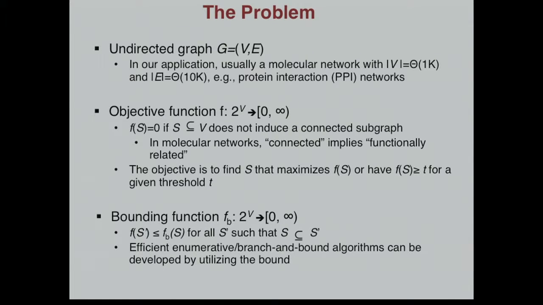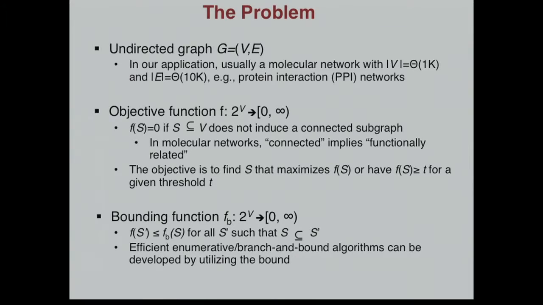So I will start with the problem description. We have a graph, a network, which is usually a biological network, at least that is our inspiration. So we are talking about a network with thousands of nodes and tens of thousands of edges. And we have an objective function to maximize. You can also minimize it, but let's focus on maximization. Essentially, we want to identify maximal connected subgraphs that satisfy a quantifiable property. That's our goal.